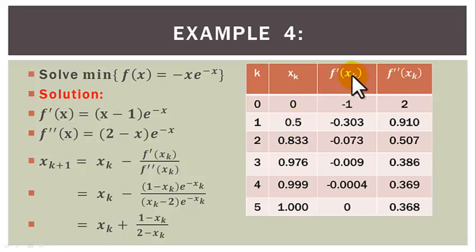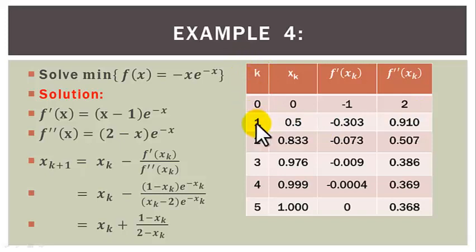f prime of x0, when you put x equal to 0 here, will give us minus 1 times 1, and that is minus 1. f prime prime of 0, when you put 0 here, will be 2 minus 0, which is 2, times e to the power 0, which is 1. 2 times 1 will give us 2.